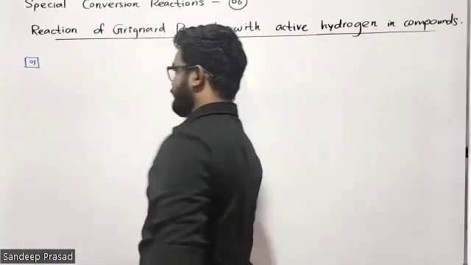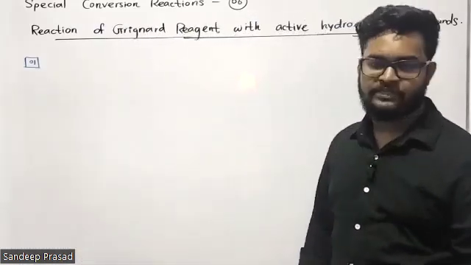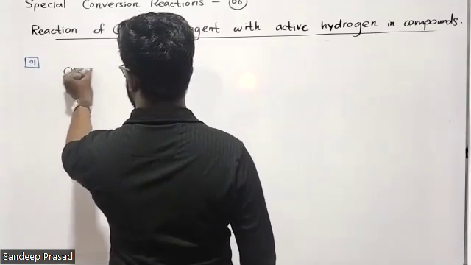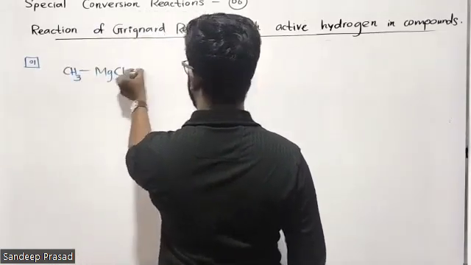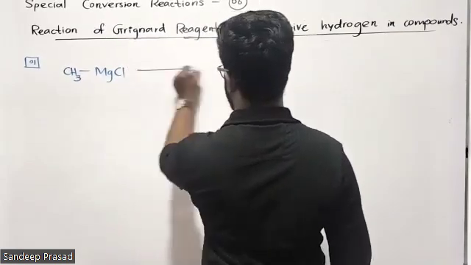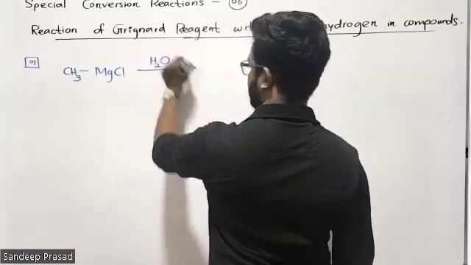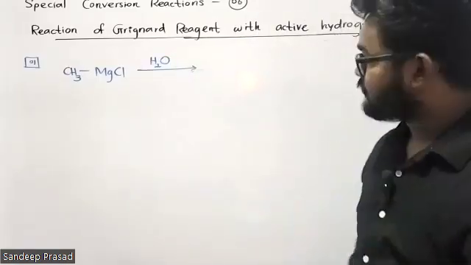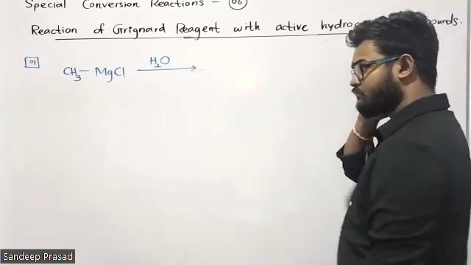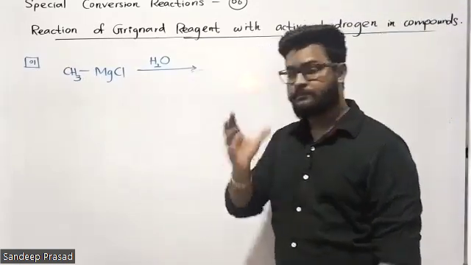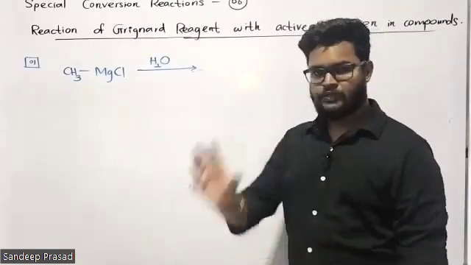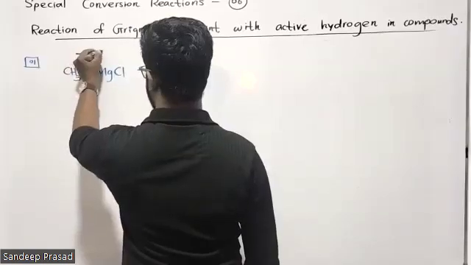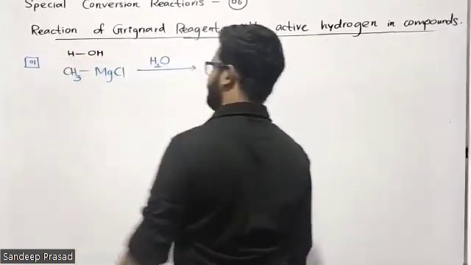The Grignard reagent is reacting with active hydrogen compounds. Look at this one: CH3MgCl is going to react with water. As we discussed, in the water molecule the OH group is polarized, so there will be a hydrogen. I can write the water molecule in this way, OH and here H.